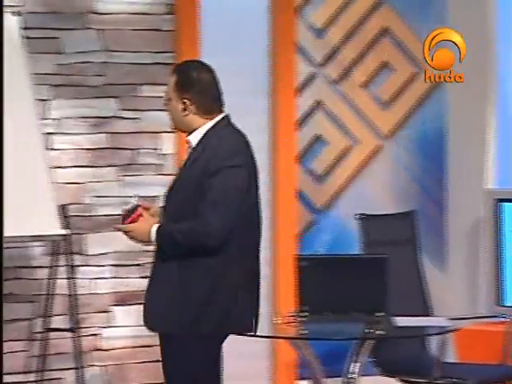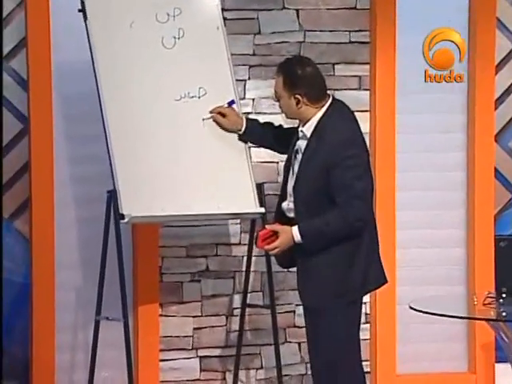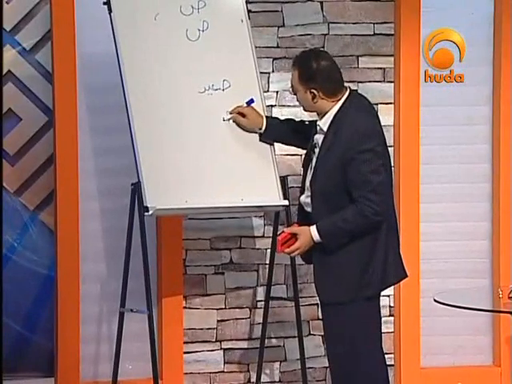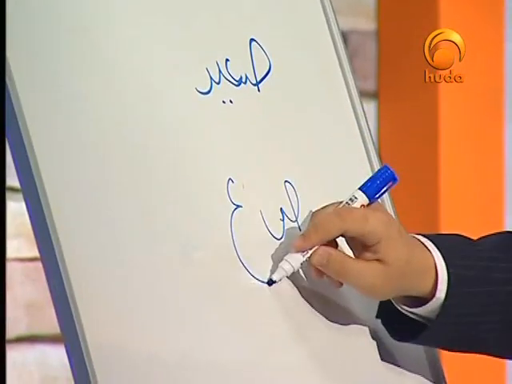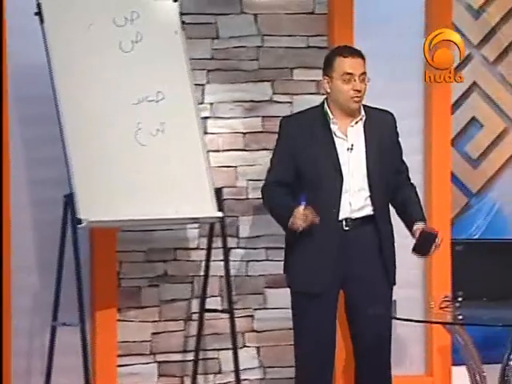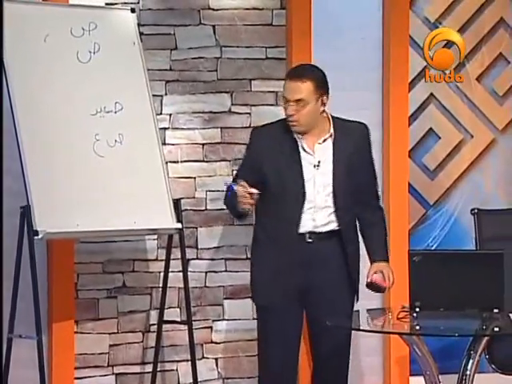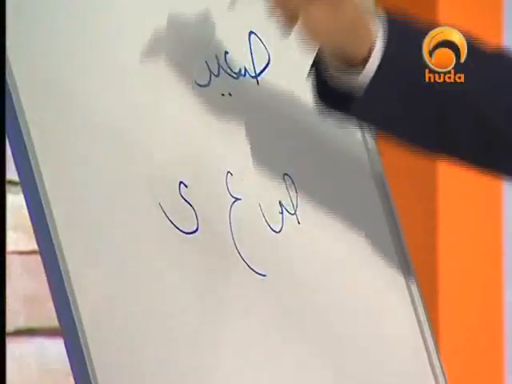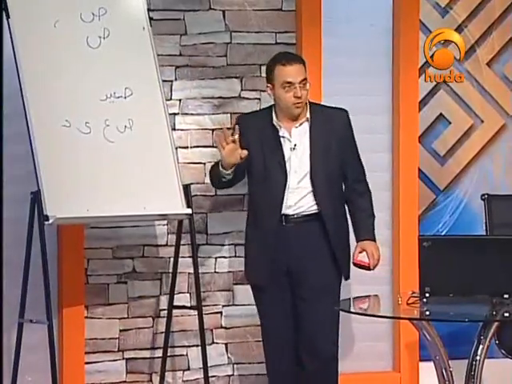Okay, let me just write them independently. Here we have Sa. Here we have A, which is actually described as Ain, but let us sound it, this is A. And here we have Ya. And then we have Da. We have 4.